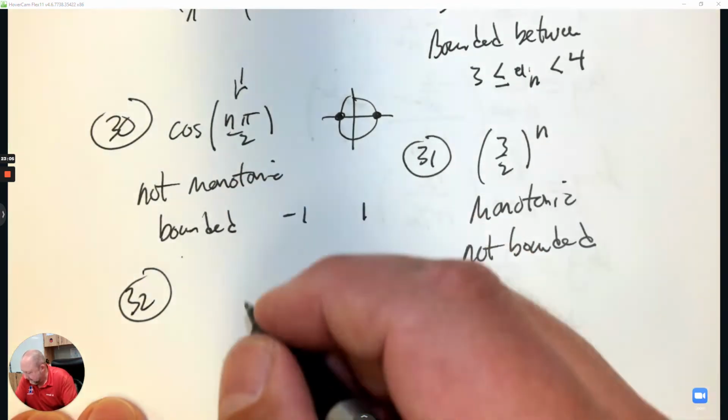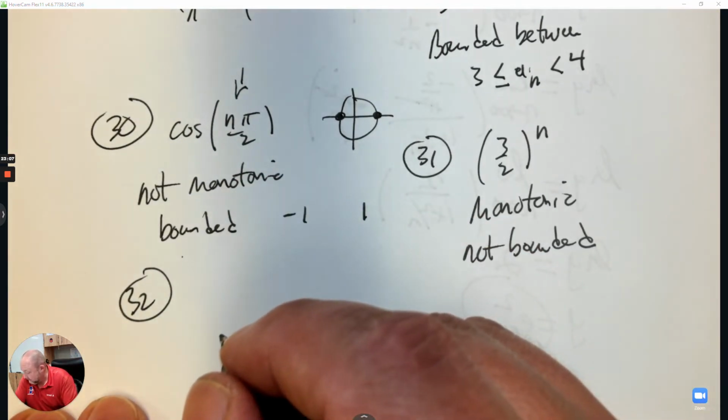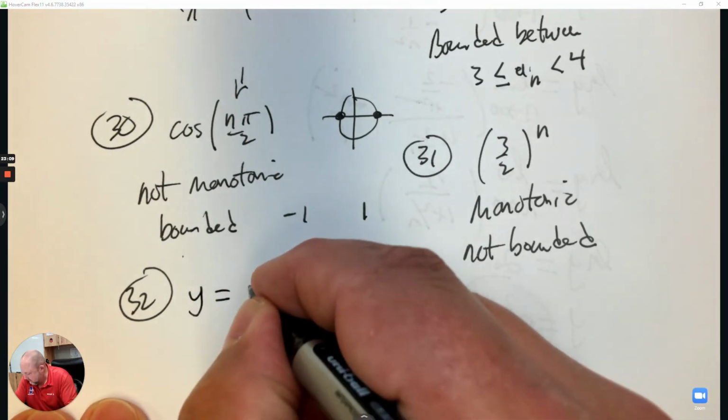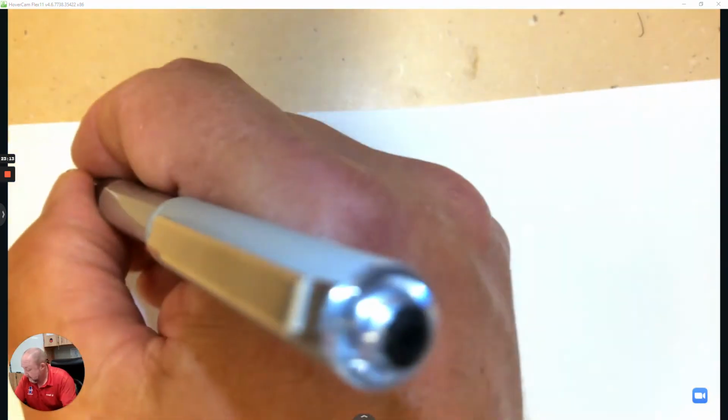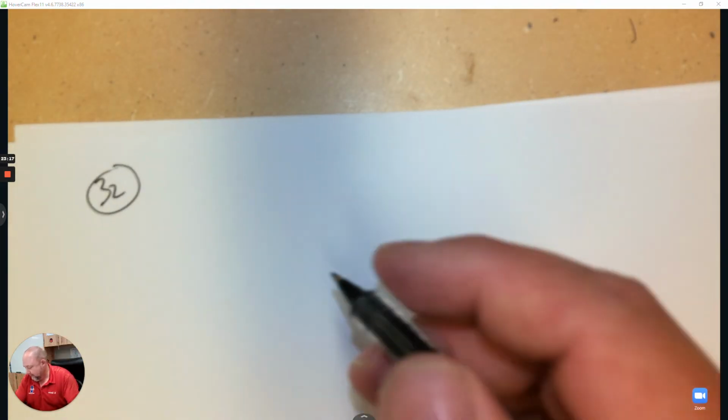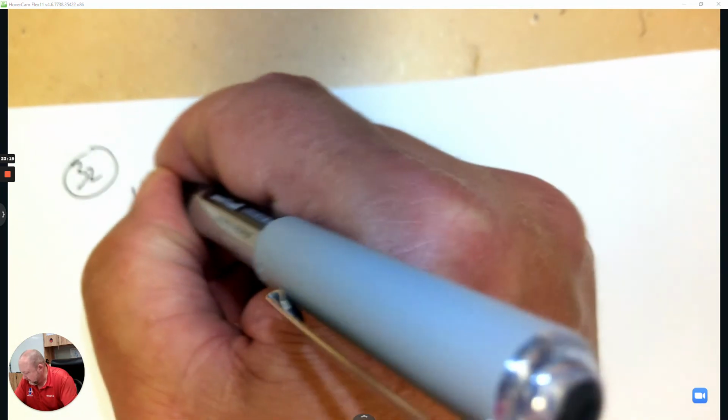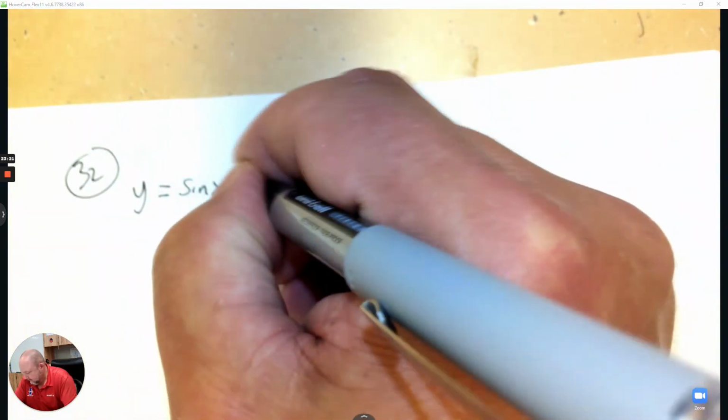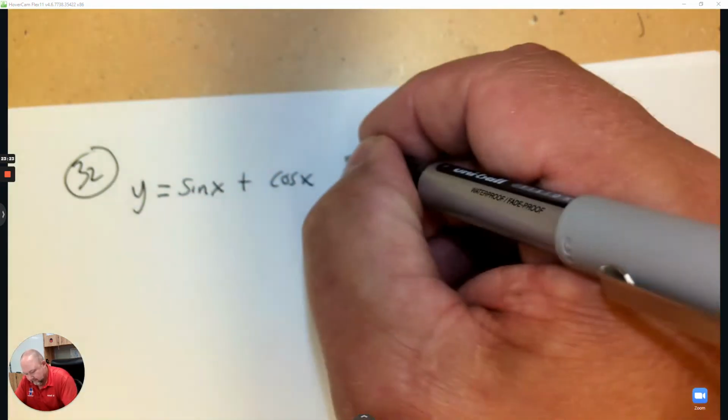Find the domain, x and y intercepts, extreme points, inflection, and so on for a trig equation. I'm going to turn the page. This feels like I need more space. So y equals sine x plus cosine x from 0 to 2 pi.